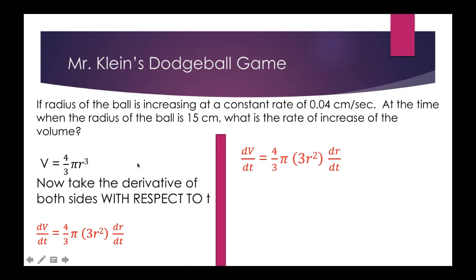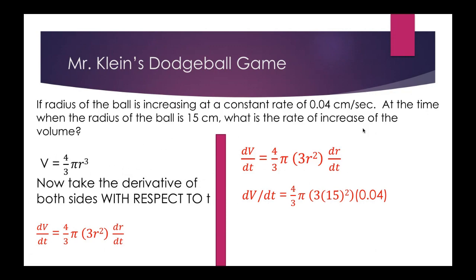And what do we know? Well, we know everything. We were asked to find dv dt. There's your 4/3, that's a constant. There's pi, that's a constant. 3r squared, you have it written down on your scrap paper that r is 15. dr dt, that's how fast the radius is changing. You've got that written down, and you now have dv dt, which is what we're trying to find.